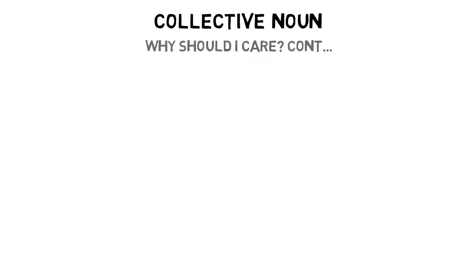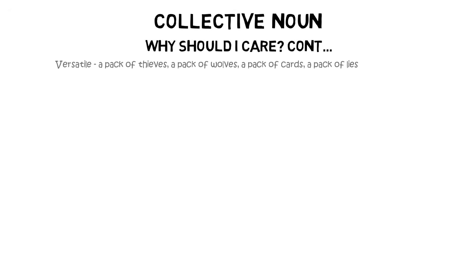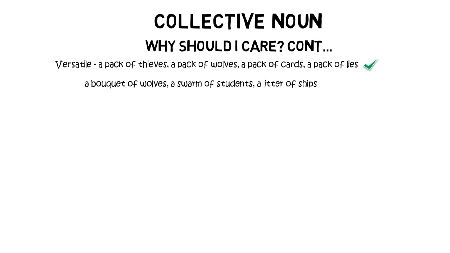So let's just have another look at the versatility of those collective nouns. So if you remember, pack could go with thieves, wolves, cards, and lies. But not all collective nouns are so versatile. You probably shouldn't say a bouquet of wolves, a swarm of students, or a litter of ships. But actually, let's just look at some of those again.